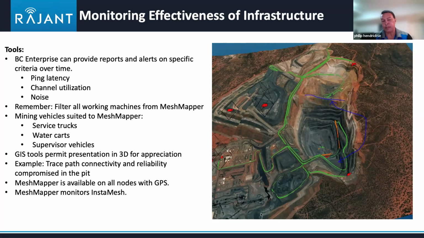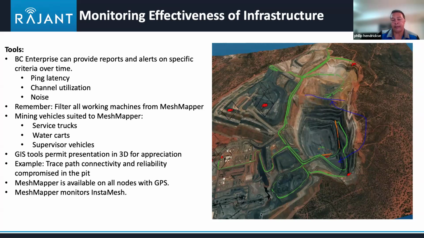So some of the mining vehicles that I actually favor for mesh mapping runs are going to be service trucks, because they go everywhere where there's going to be a dig unit, and water carts, because in Australia we have a lot of dust, so those things go everywhere. And typically supervisor vehicles end up in places where normal people don't go to.